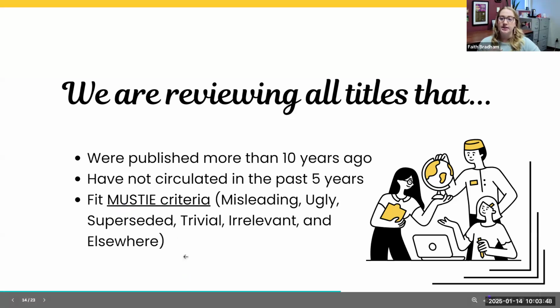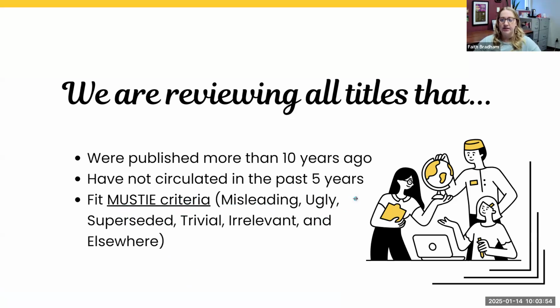If y'all are interested, we can share these slides afterwards, and there's a link to what this means, but this is a pretty common criteria that libraries use. MUSTY stands for misleading, ugly, superseded, trivial, irrelevant, and elsewhere, two ways to help you think about the physical condition of a book, and also, is it useful for a particular collection or not? Are there any questions so far?